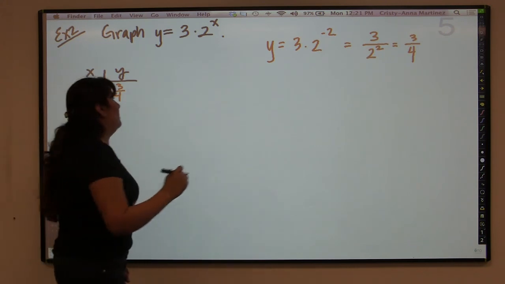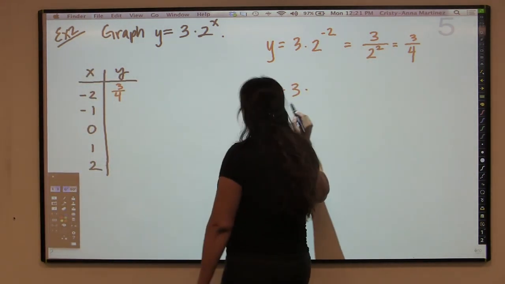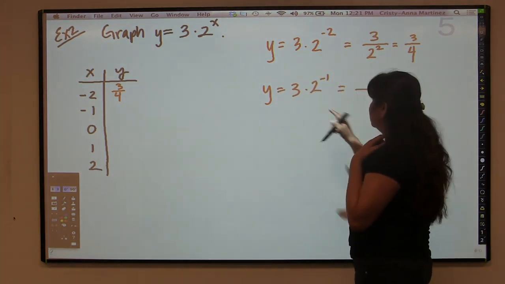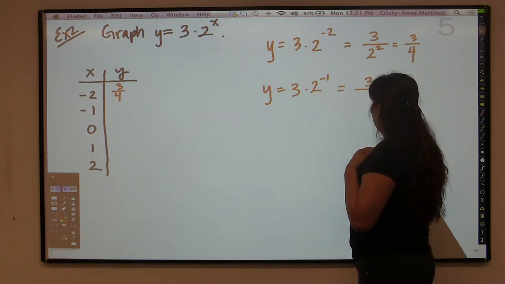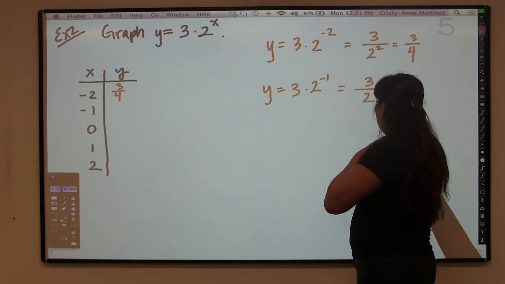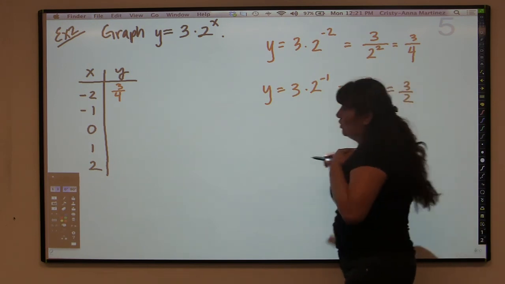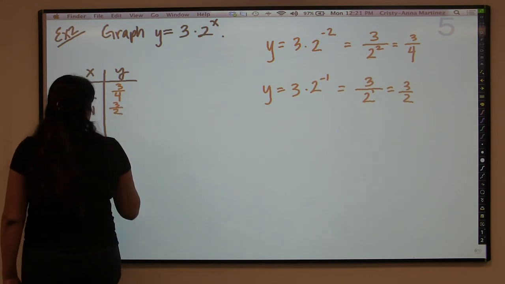And then we do it again. Y equals 3 times 2 to the -1 power. Same thing, the 3 is not affected by the negative exponent, so it stays on top. And then 2 to the -1 power brings the 2 to the bottom with the positive exponent 2 to the 1, which is just 3/2. So when x is -1, y is 3/2.